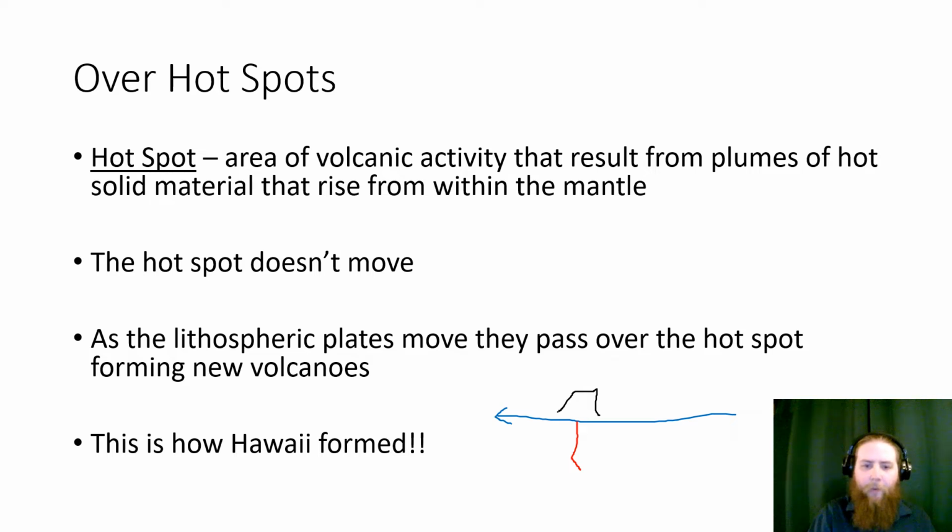And as this plate moves, in this second example here, this island will now be over here, and a new one will be under this spot. This hot spot doesn't move. This plate is just moving and carrying these islands along with it. This formation and this process is how the United States got Hawaii. Well, and colonization, but this is how Hawaii was formed.